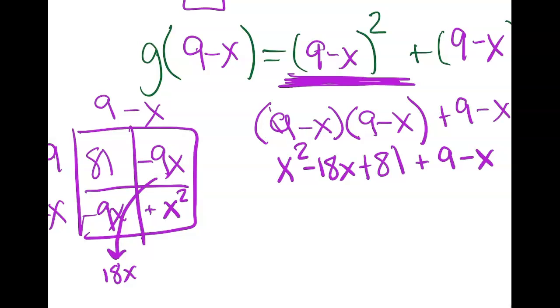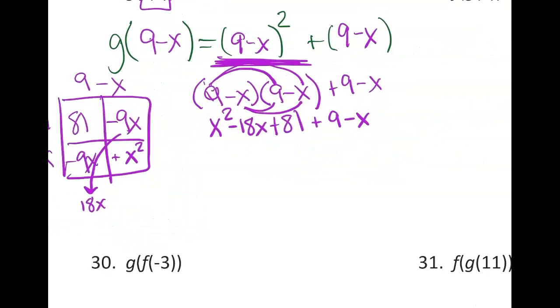Some of you might have been taught FOIL, the first times the first, the outsides times the outsides, the insides times the insides, the last times the last. Some of you may have just been taught double distribution, so you distribute one rainbow and then you distribute the other rainbow. Then I add my like terms together.